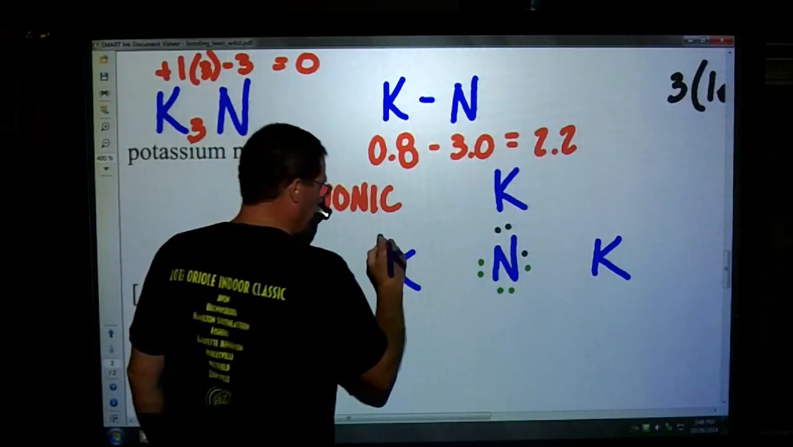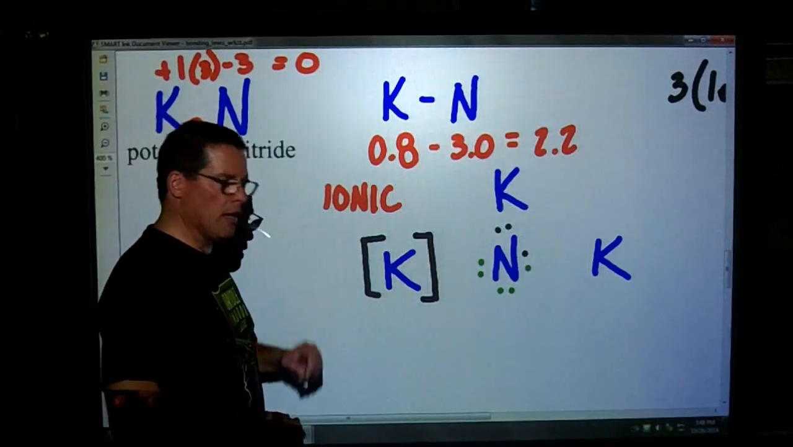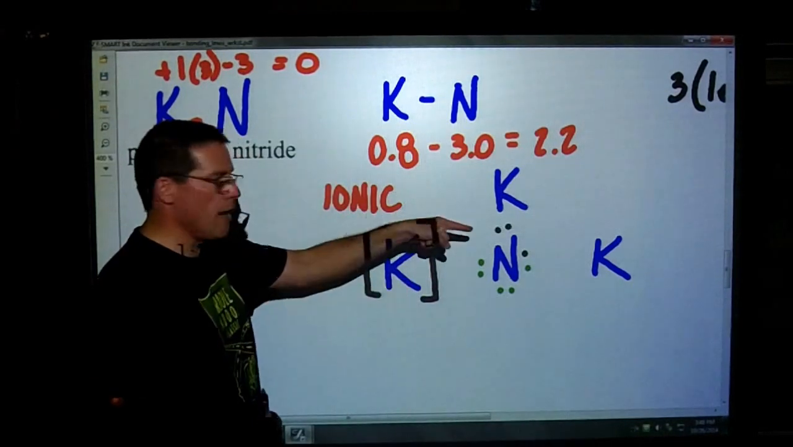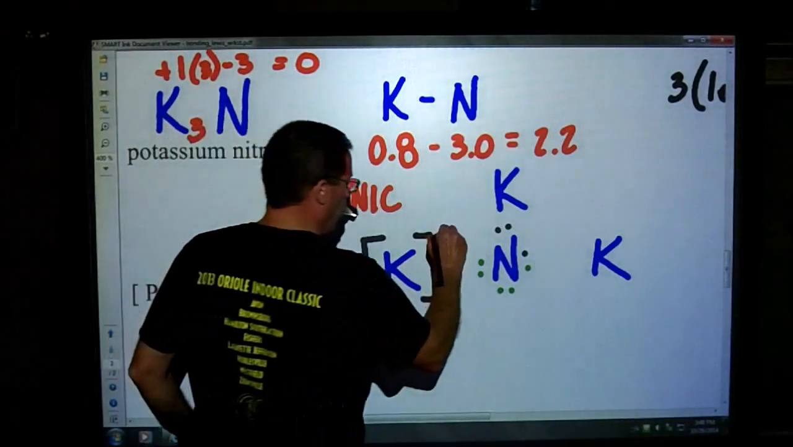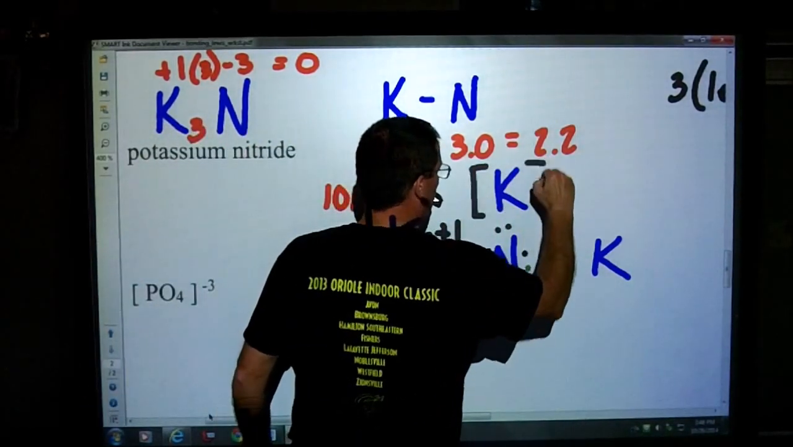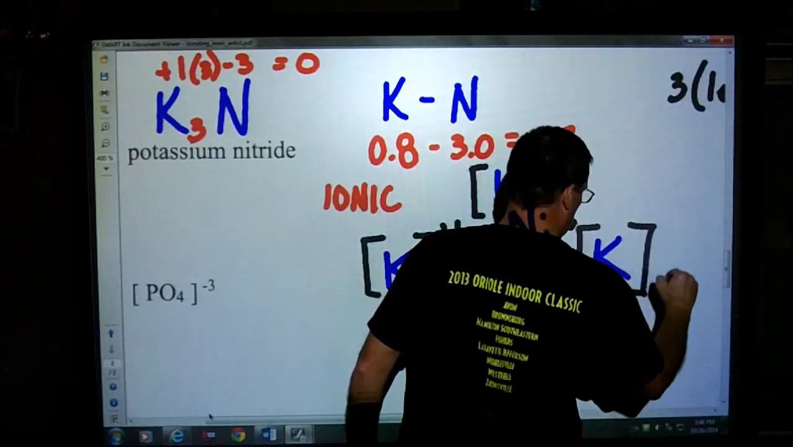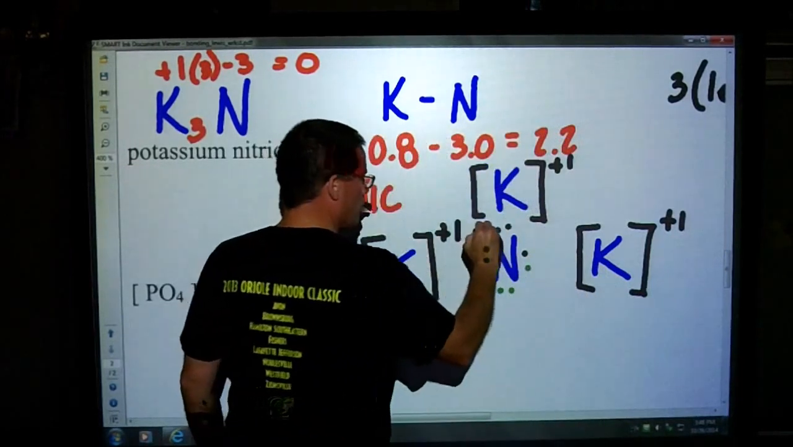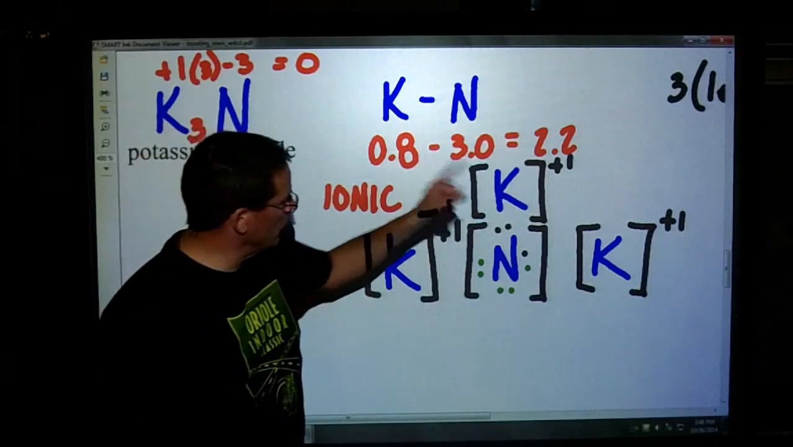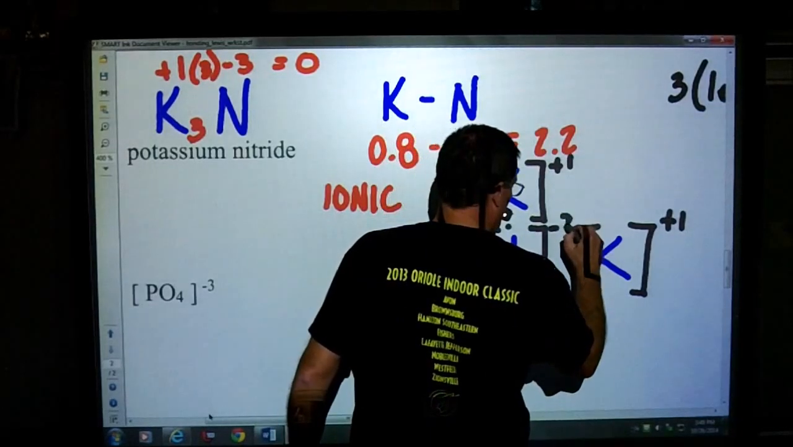However, we must represent this correctly by drawing a bracket around it. What does a bracket represent? 2 things. Has a different number of electrons from that which it started. It originally had 1 electron, it gave it away. How many did it give away? 1. So we write a +1 charge on there. Same thing with this potassium. Started with 1, gave 1 away. Same thing with this potassium. The nitrogen started with 5 electrons, but these 3 potassiums gave it the 3 electrons. So it has a -3 charge.